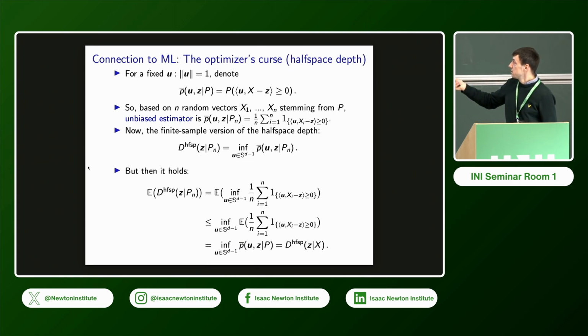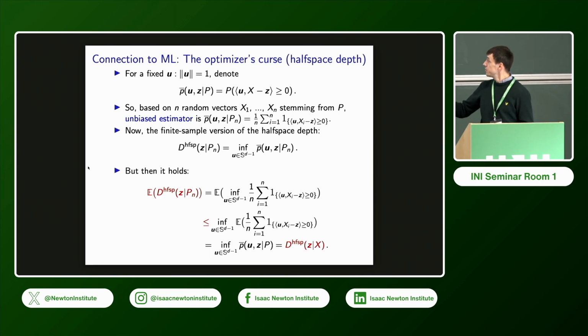But then it is natural that the expectation over the infimum will actually be smaller than if we first calculate expectations and only then take infima. Which is fine on its own, but this expression is actually equal to this expression, that's how we defined it, and that is the population version of the half-space depths. So basically, the empirical estimator which we use for half-space depths will always be smaller than the population version. This is phenomenally close to what we call overfitting in machine learning.